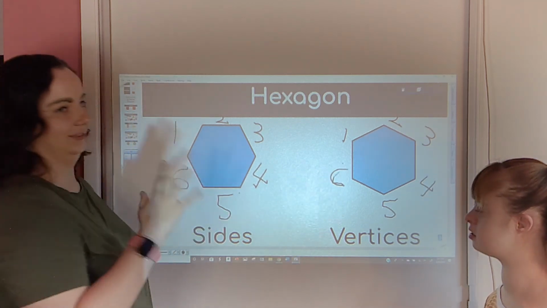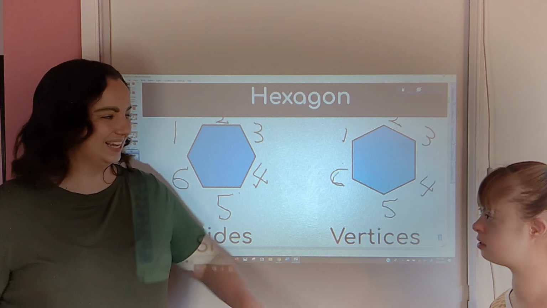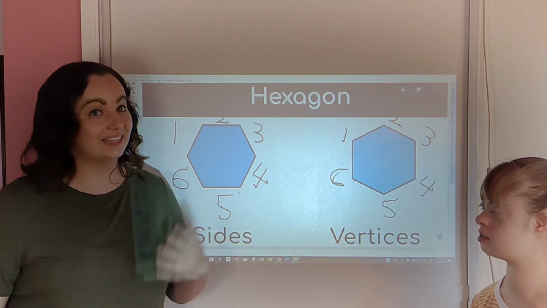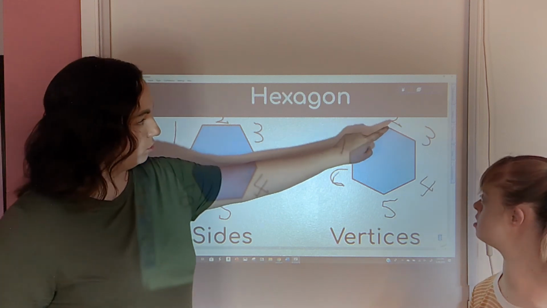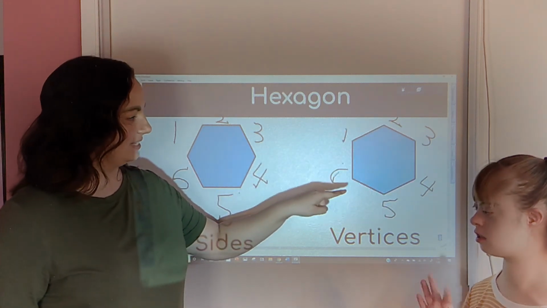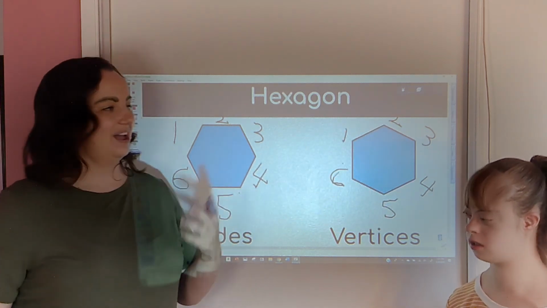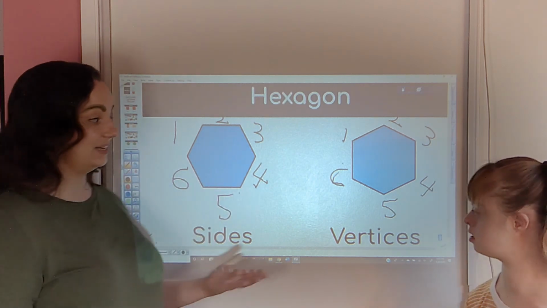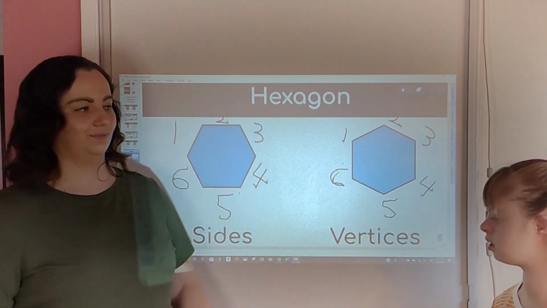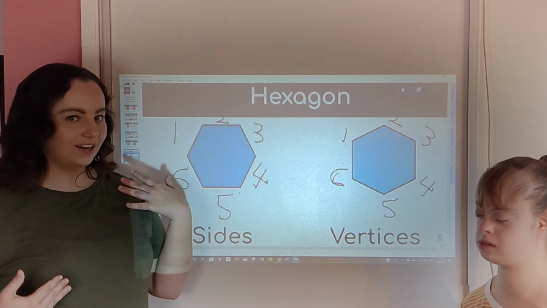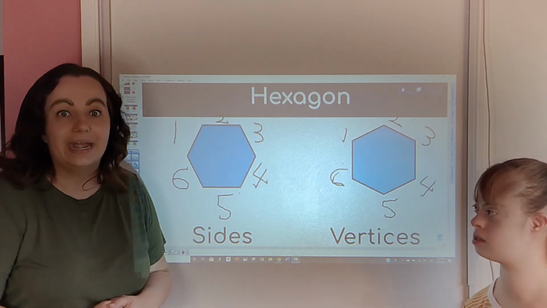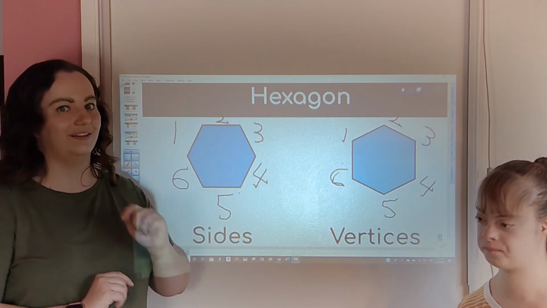A little better. You'll do better on your learning package. So how many vertices does a hexagon have? Six. One, two, three, four, five, six. Nice. Amazing. Six sides, six vertices. Pretty cool. Well, I hope we're keeping hexagons fresh in our head because we're going to come back and try to find hexagons in real life.